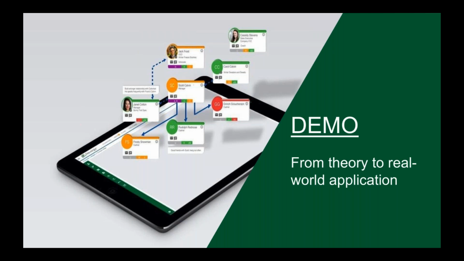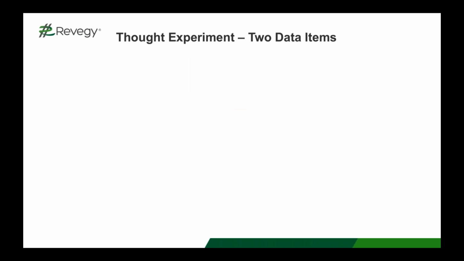So we just went from theory to real world. How do you make this process operational and not just automated? I'm going to pose another thought experiment to you, another thought question. I'm going to show everybody here two data items, and I want you to just look at these data items and then try to consume them and interpret them. Here's the first data item.